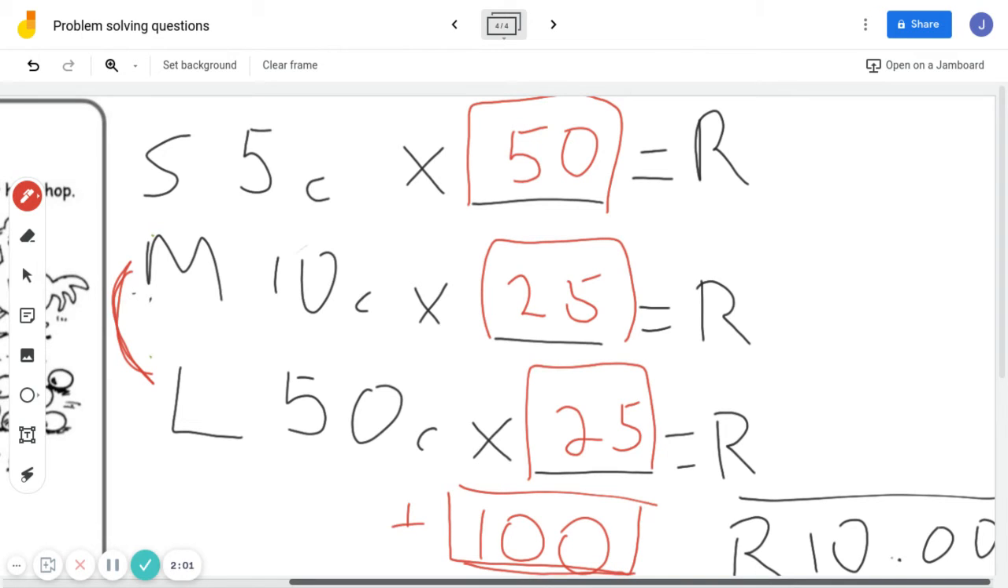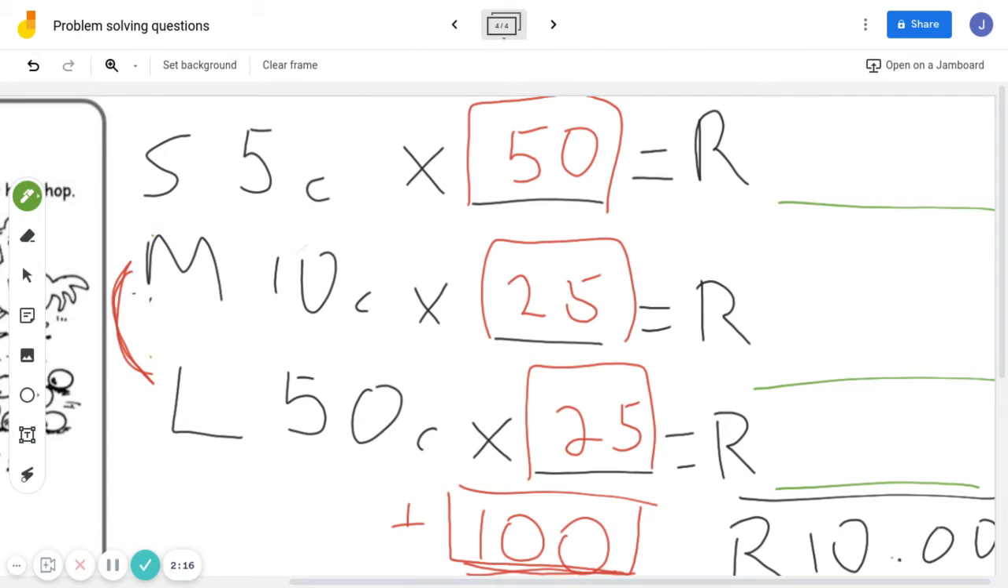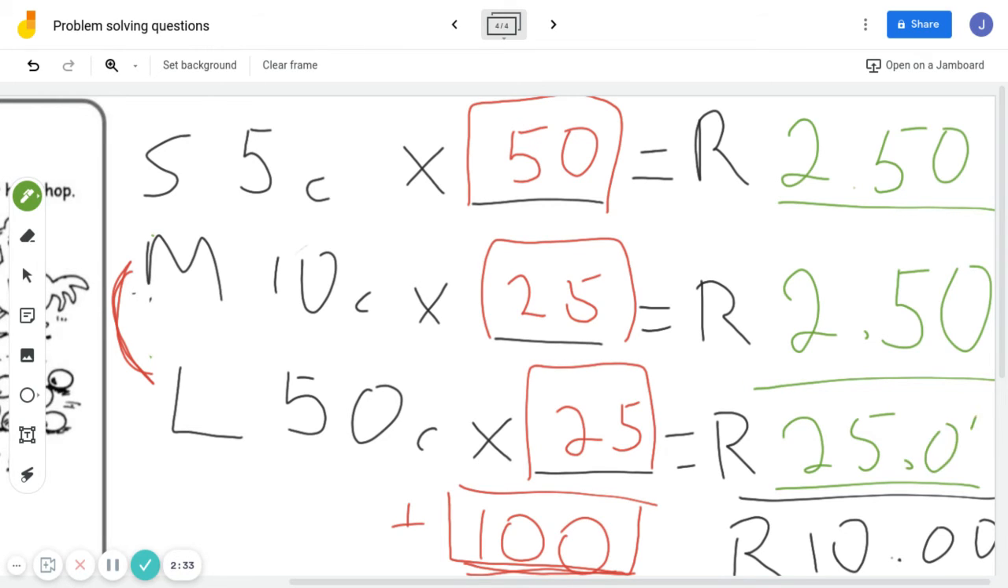Now based on that, I need to check if I'm right. Those all add up to 100, fantastic. Now I've got to figure out the prices, and these have to add up to 10. So 50 times 5 equals 2 rand 50, if I'm not mistaken. Let me just double check myself. Yes, I'm right. 10 times 25 equals 2 rand 50 again. And then this will equal 25. You see right there I've run into a problem, because 2.5 plus 2.5 is great, plus 25, no, that's going to give me 30, not 10. So I've got to change something.